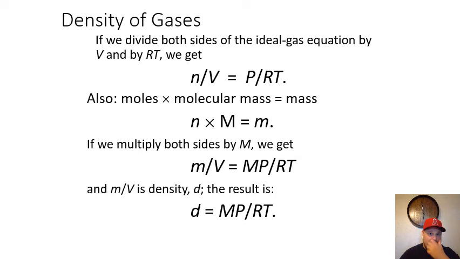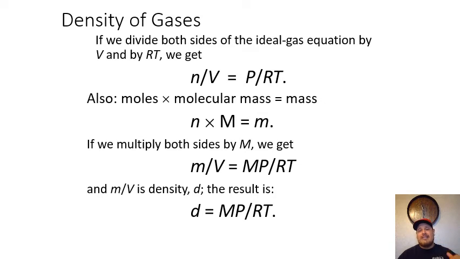Also you have to understand this: when we take moles times molecular mass, it gives us mass. That's simple stoichiometry. So we're combining this, and we get this brand new equation. We get mass divided by volume is equal to molar mass times pressure divided by the universal gas constant times temperature. Well, if you have mass and volume, realistically what you've got is density.